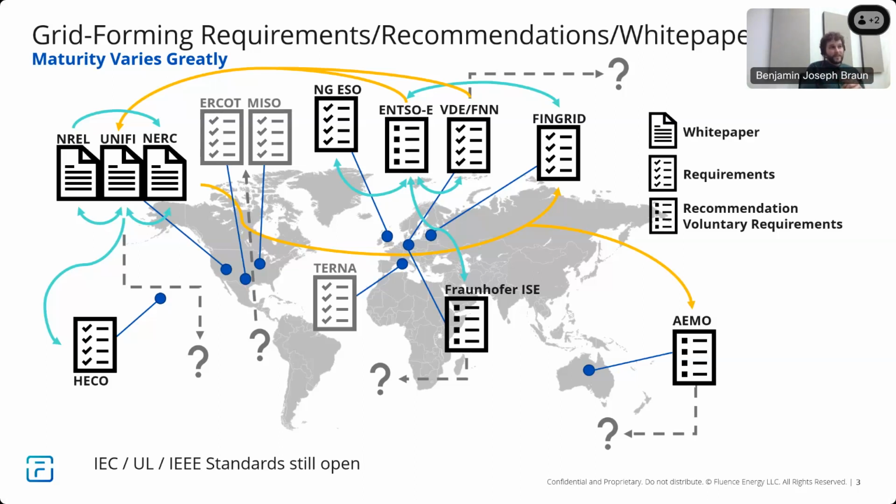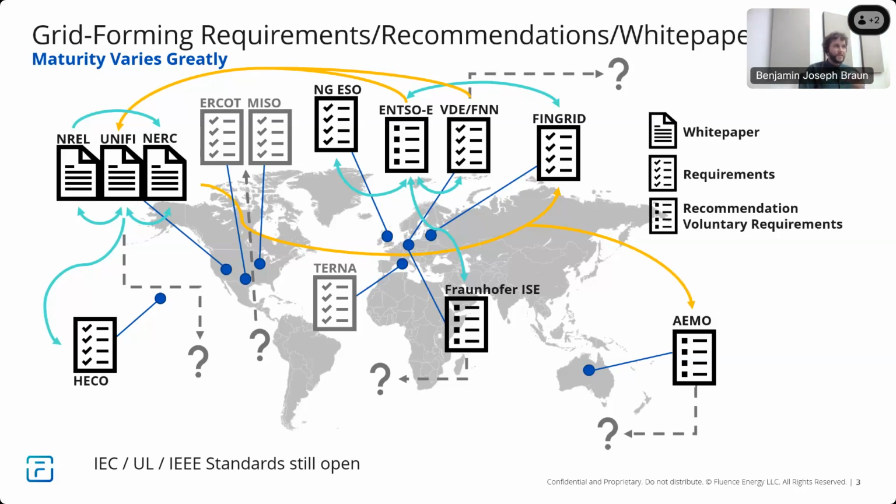Where we definitely see the most definitive requirements is in the UK. They were one of the first movers, but then very quickly Finland, Australia, Hawaii, and slowly but surely also Europe, where ENTSO-E is driving a working group right now to get the grid forming requirements defined, which the national TSOs in Europe can then implement into their regional codes.